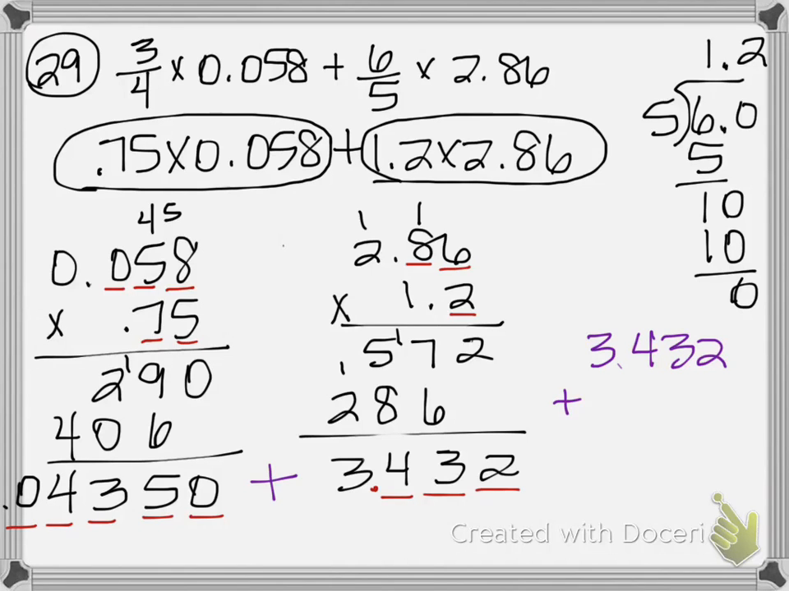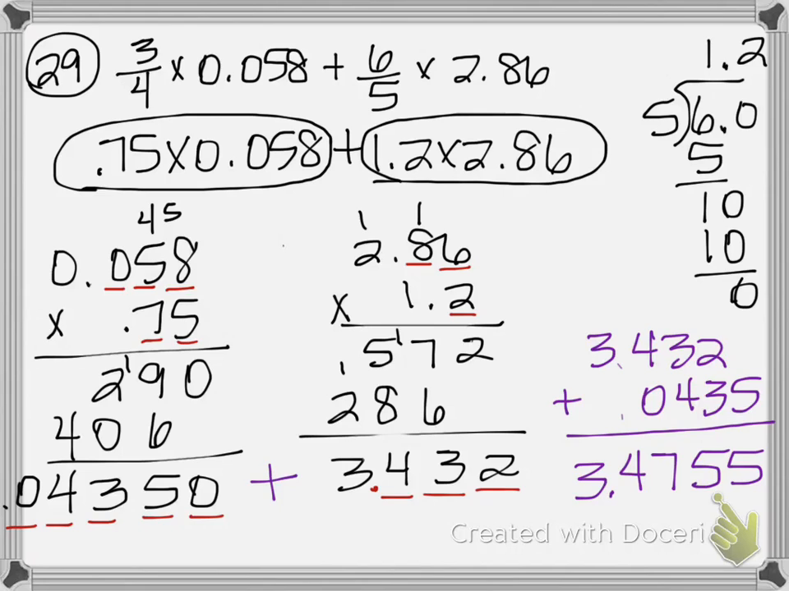So now I need to add 3.432 plus 0.0435. So when I add those, I get a 5, I get another 5, I get 7, 4, so 3.4755. And I think that's our final answer. 3.47, and that's probably the answer you were getting first, wasn't it? Yes. That one right there? Okay. So yeah, the whole thing.